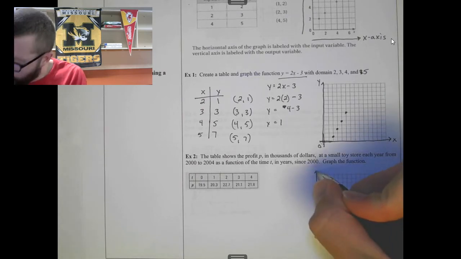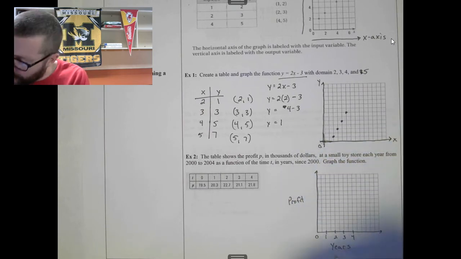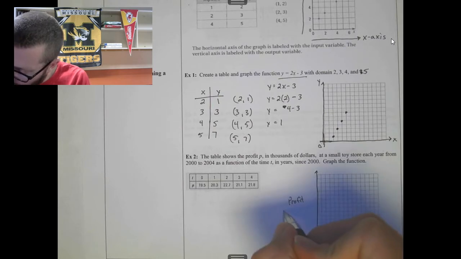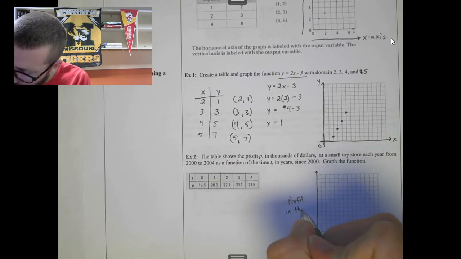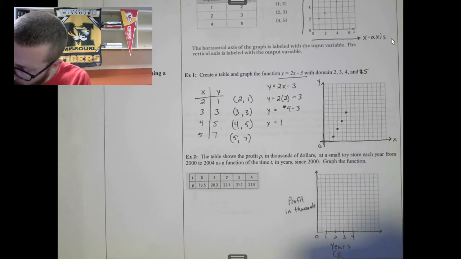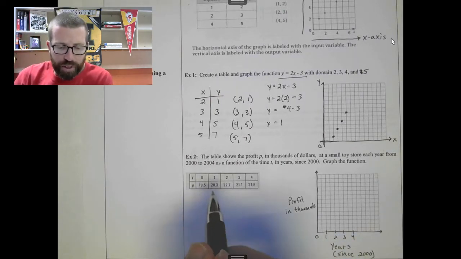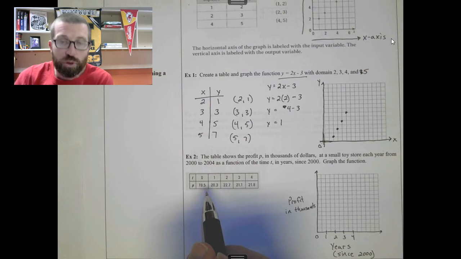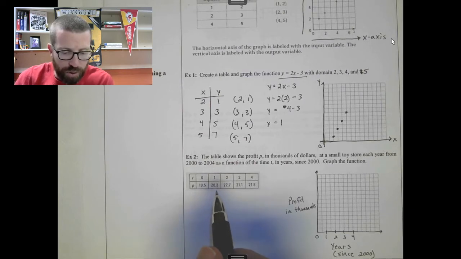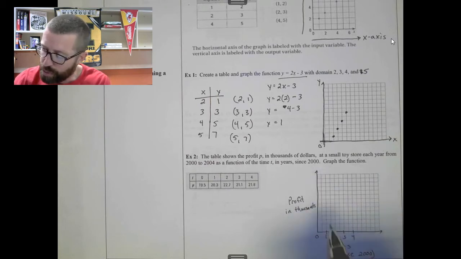And then if you look at the profit, it's in thousands of dollars. Let's be more specific. So we'll say in thousands here. And then years since 2000. So our profit kind of has some kind of difficult points to plot. We have 19.5, 20.3, and so on. And so I don't really want to start here at 0. Although you could, it would just be kind of problematic.